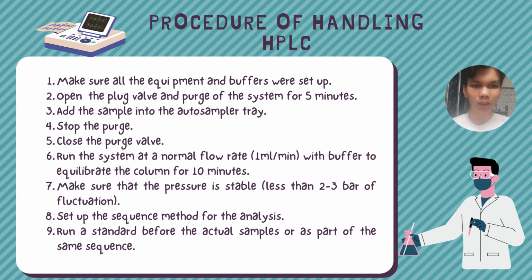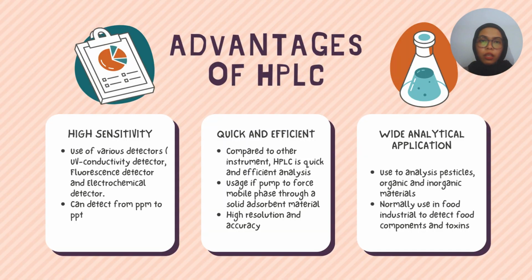for about 5 minutes. After 5 minutes, add the sample into the autosampler tray, and then run the system at the normal flow rate with the buffer to equilibrate the column for 10 minutes, and make sure that the pressure is stable. Then set up the sequence method for the analysis. And the last step, run the standard before the actual sample as a part of the same sequence.